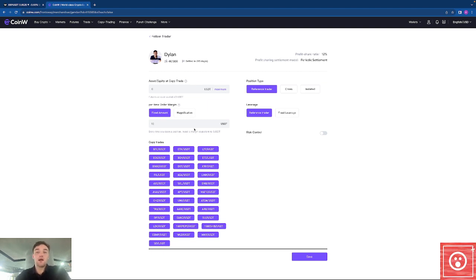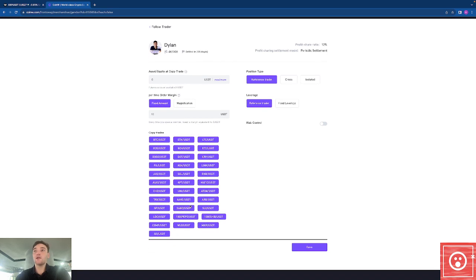It's all about understanding that if you have a small amount of money, then you should be putting a small amount of margin per trade, because I'm opening 1 to 2 positions at a time, and sometimes during the day I open 10 positions. So you need to make sure that you're maximizing that on your behalf. Then you come down and it says copy trades.